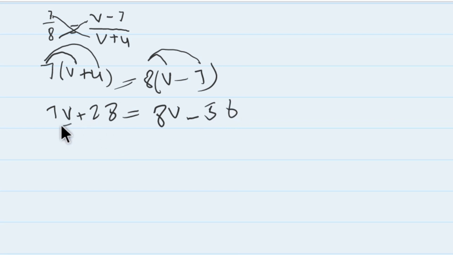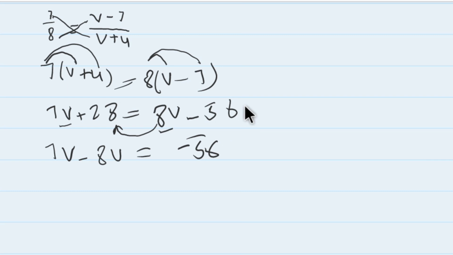Now we want to isolate the unknown values on one side of the equation. To do so, we will move 8v to the left hand side. Its symbol changes to minus. Similarly, we will move 28 to the other side, and its symbol would also change to minus. So 7v minus 8v is minus 1v, and minus 56 minus 28 is minus 84.